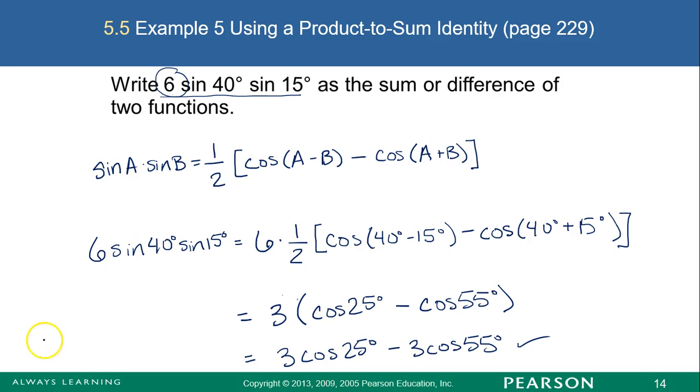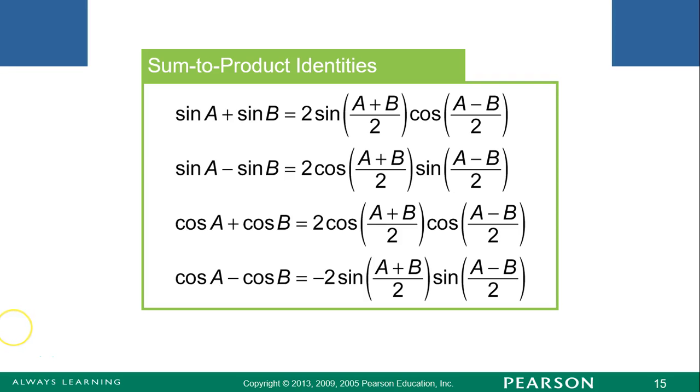Now let's look at another set of identities. Okay, the previous one was called the product to sum. This one is called the sum to product because we are adding or subtracting, in some cases, two trig functions, okay? So sine of A plus sine of B becomes this here. All right, and then you see the rest of them. So these are all of the sum to product identities that we have, and here's how we're going to use them in this next example.